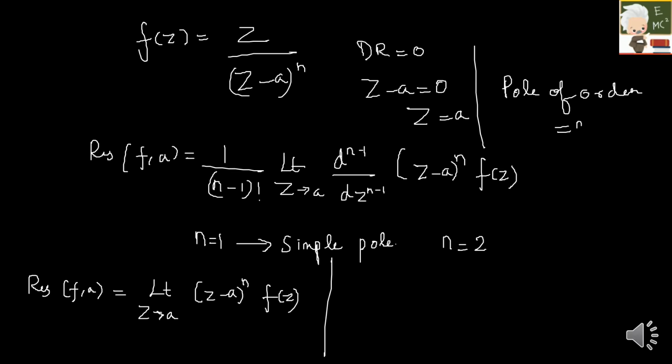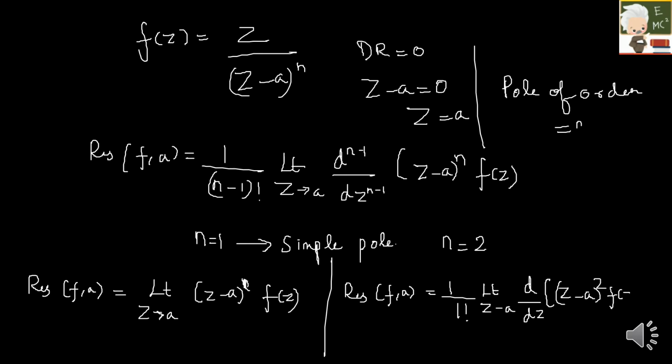If n is equal to 2, then residue of f comma a will be equal to 1 by (2 minus 1) factorial, so 1 factorial, into limit z tends to a of d by dz of (z minus a) the whole power n, so it is 2, into f of z. So this is how, depending upon your pole of order, your formula changes.